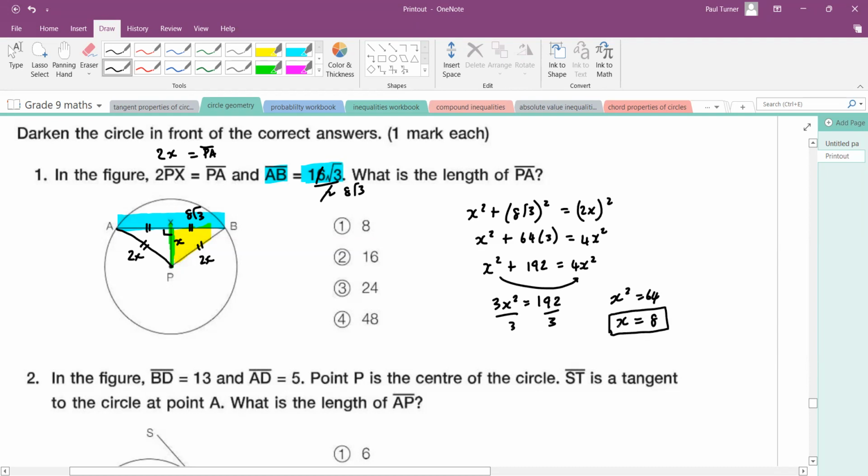So we know that x equals 8. And we want the length of PA, which is the same as PB. So if x is 8, the length you want is 2x. So we've got 2 times 8, which will be 16. So your correct selection should be number 2, 16.